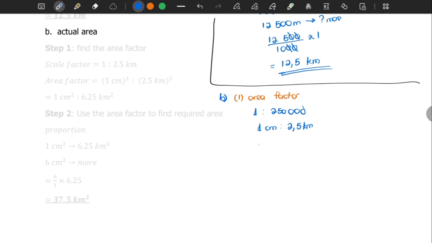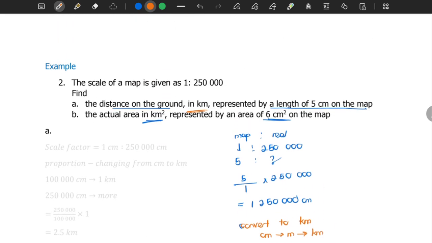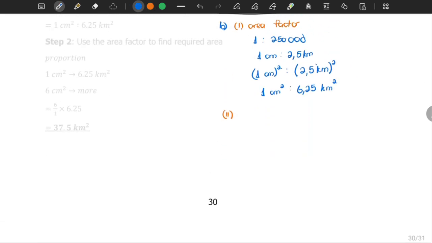So area factor, we square both sides, so it's going to be 1 centimeter squared is going to represent on the ground 2.5 kilometers squared, which is 1 centimeter squared represents 6.25 kilometers squared, right? And then now we are required to know the area in kilometers squared for something on the map that's 6 centimeters squared. So now we have map and ground.